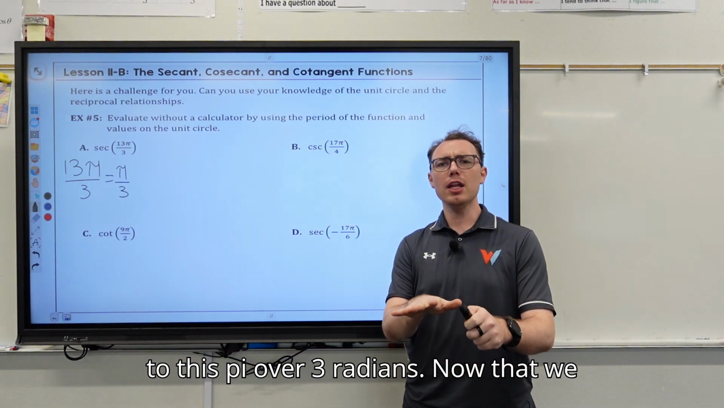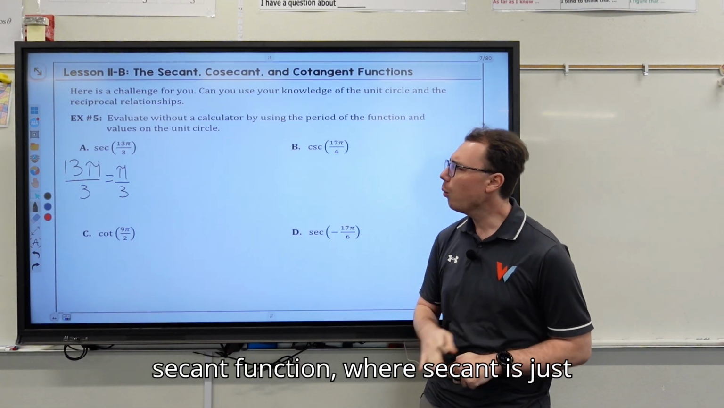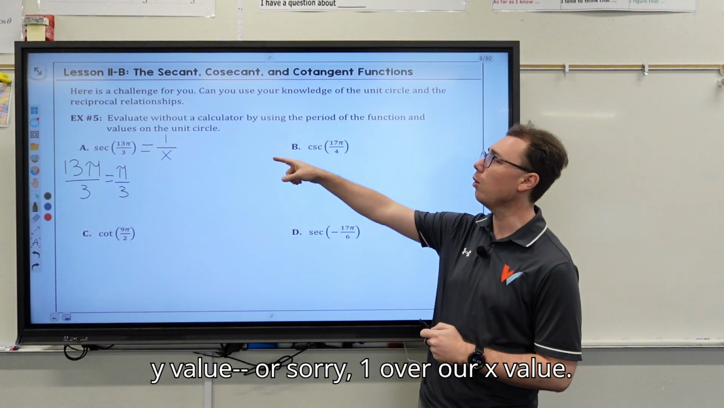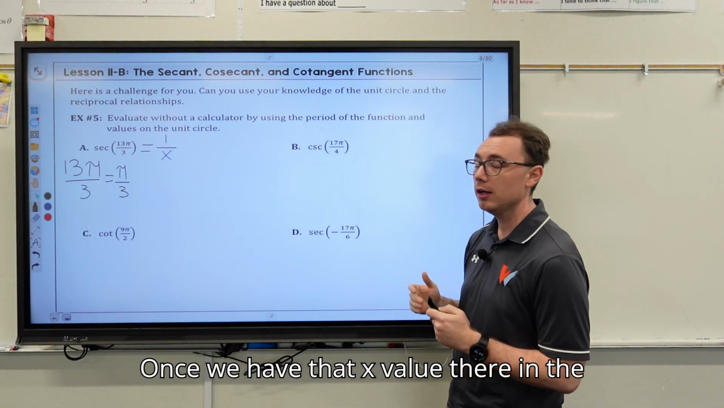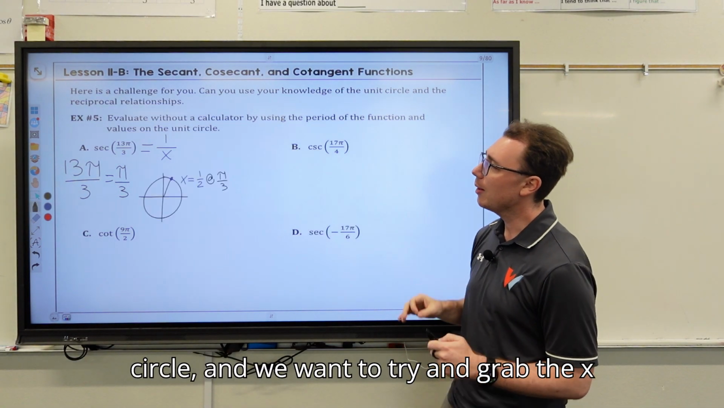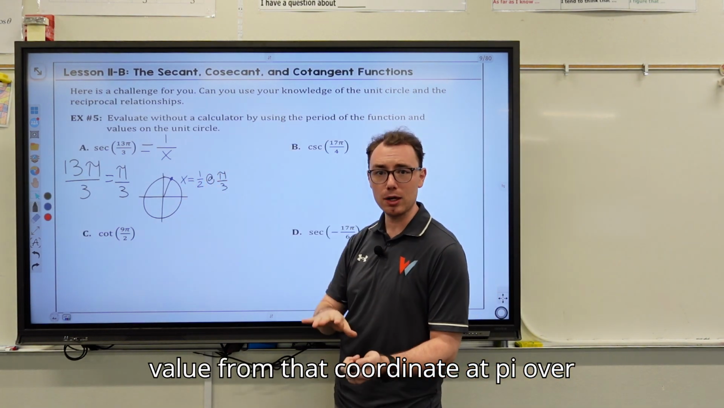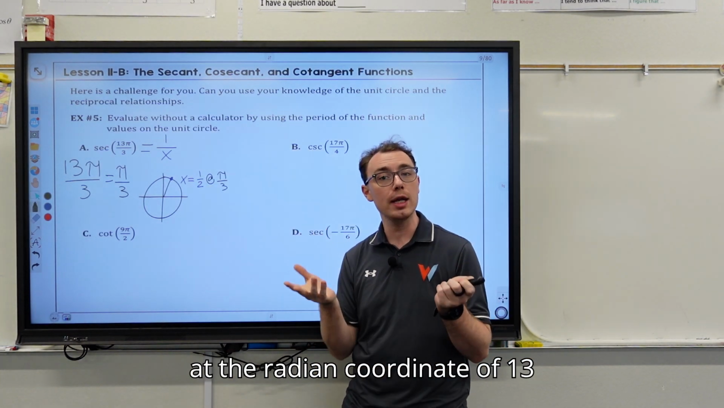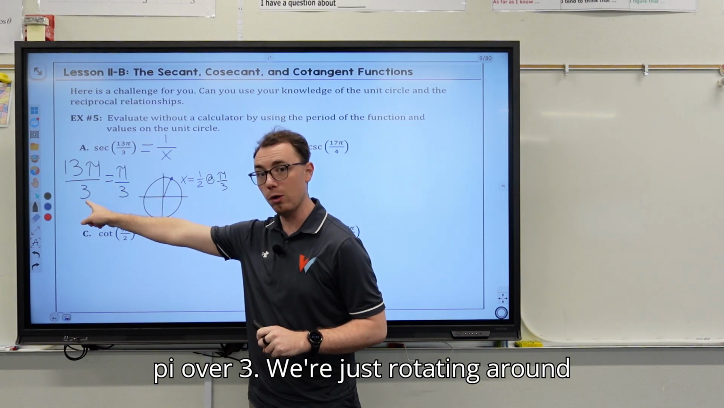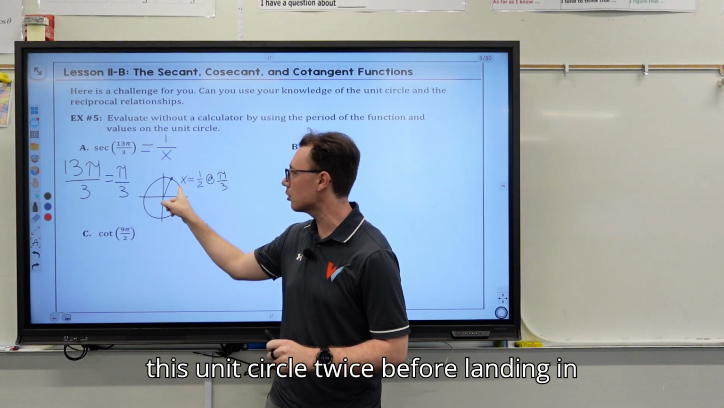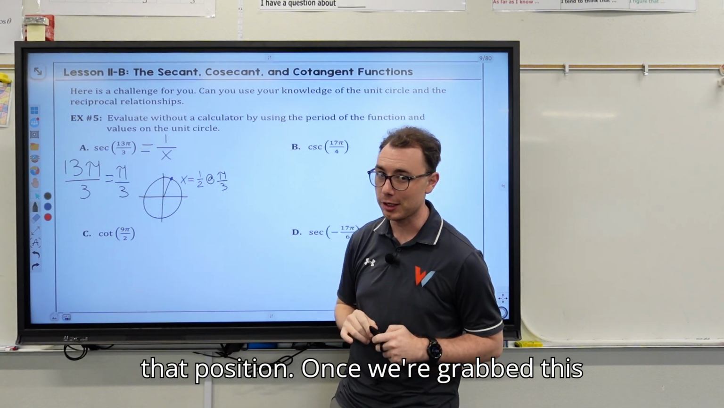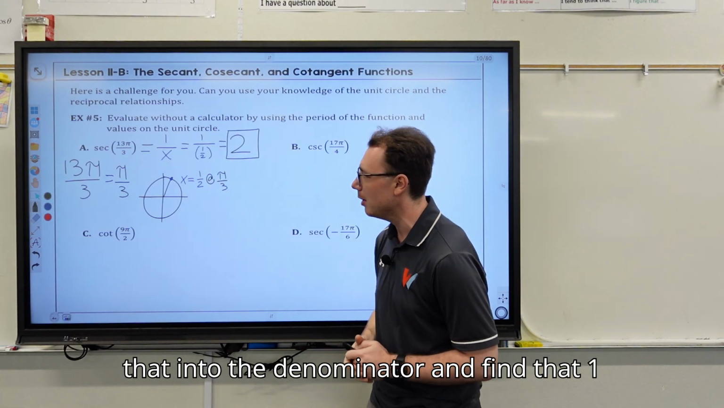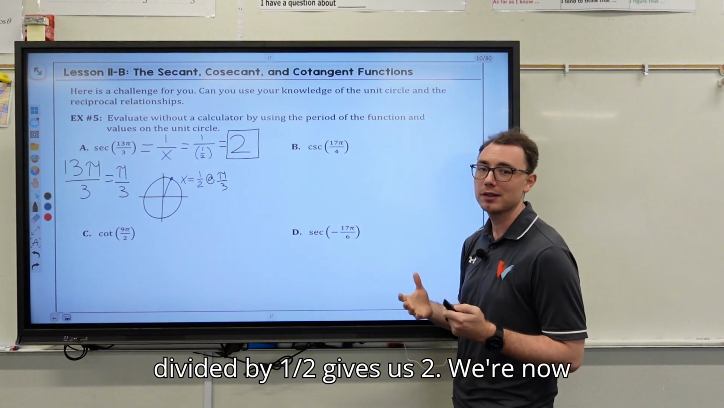Now that we know this, let's look back at the secant function, where secant is just going to be the ratio of 1 over our x value. Once we have that x value in the denominator, we bring up the unit circle and grab the x value from the coordinate at pi over 3. This is also the x value at the radian coordinate of 13 pi over 3, since we're just rotating around the unit circle twice before landing in that position. Once we've grabbed the value of 1/2 for x, we plug that into the denominator and find that 1 divided by 1/2 gives us 2.